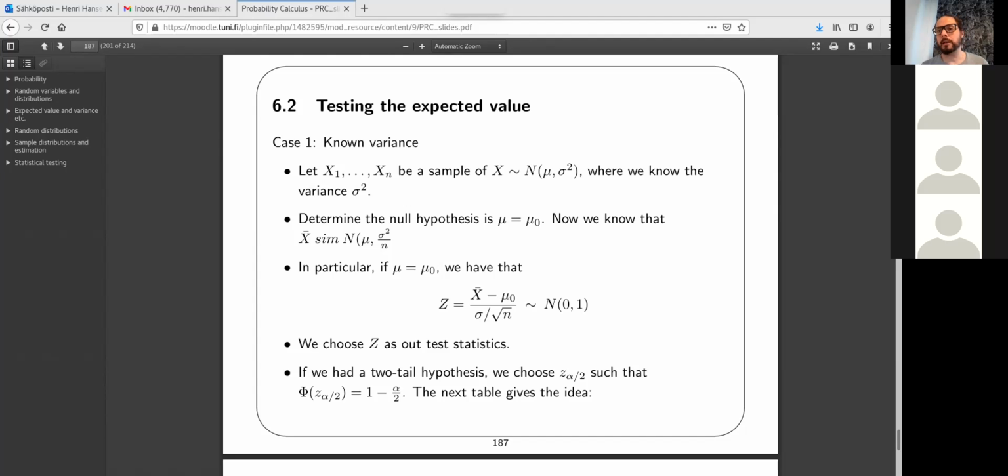We'll have a short break in about 25 minutes or so, and we'll have a short discussion then. First, we will go for a quick recap of what we did last time. So we're testing the expected value.